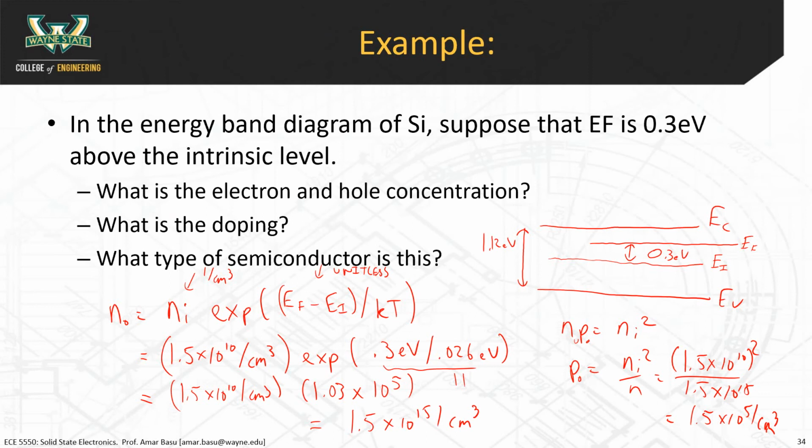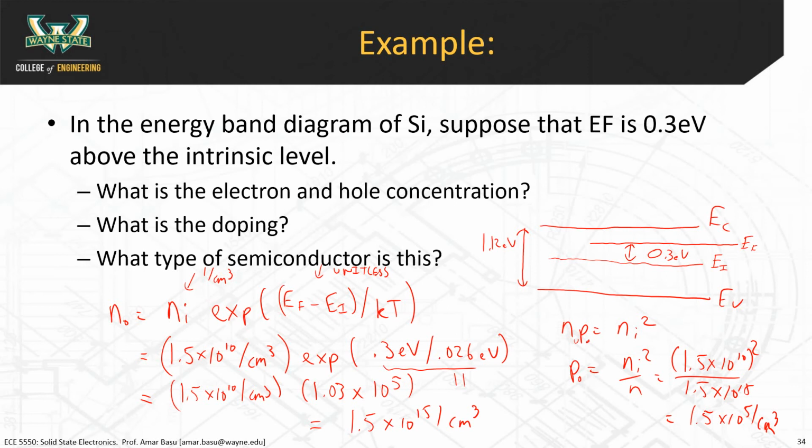The other thing I want you to notice in terms of numbers, the intrinsic level is 1.5 times 10 to the 10, right? So if you had no doping at all, the electron and hole concentrations are both 1.5 times 10 to the 10. By doping it, I increased the electron concentration by more than 5 orders of magnitude. Now it's 1.5 times 10 to the 15th. The hole concentration went down by 5 orders of magnitude. So as the electron concentration goes up, the hole concentration goes down. Just keep that in mind.